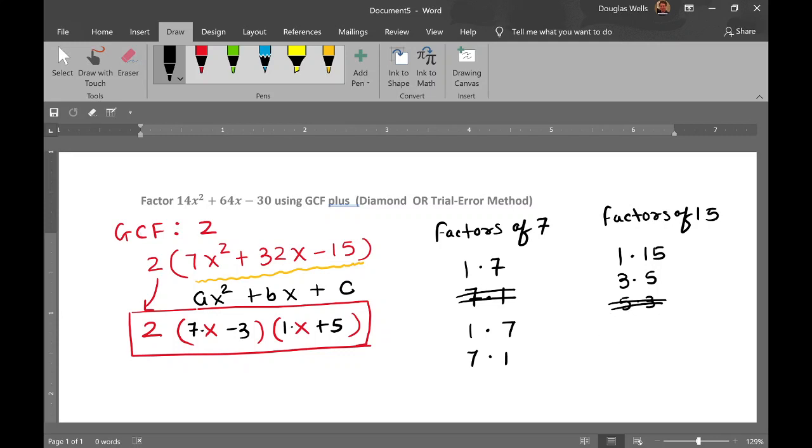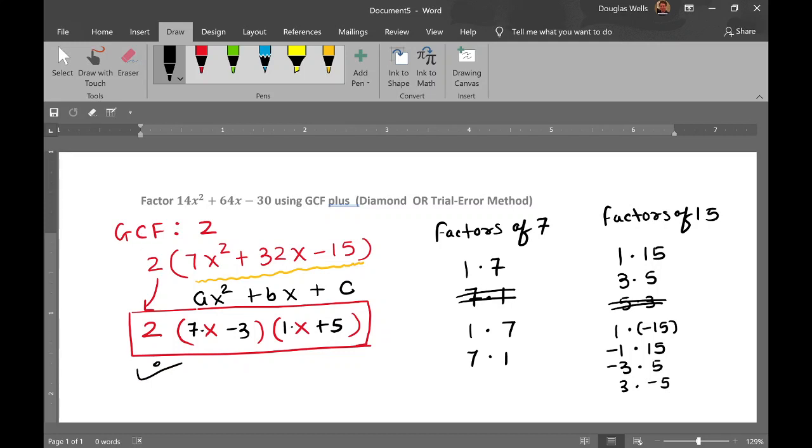But on this side, you actually have 4 choices: 1 times negative 15, then negative 1 times 15, then negative 3 times 5, and 3 times negative 5. You need to choose which one fits your need. In our case, 7 times x is 7x squared, 7 times 5 is 35x, minus 3x, plus 32x, and minus 15. So this answer is with the trial and error method.